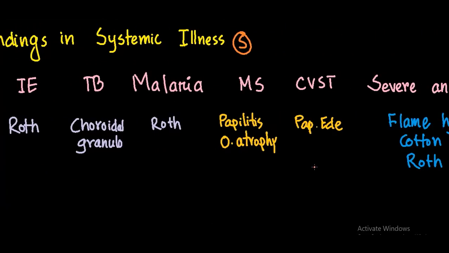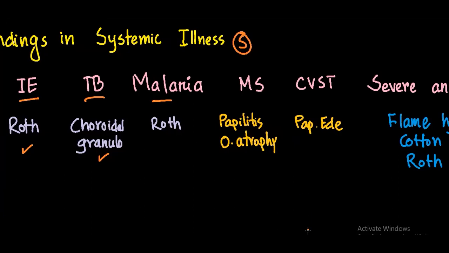Then let's go to some infections, starting with infective endocarditis. Usually the patient has something called a Roth spot, which is the center is pale and the periphery is red. Then go to the TB. In TB, you have many things, but classically, you have choroidal granuloma. And malaria, you also have Roth spot, just like infective endocarditis.